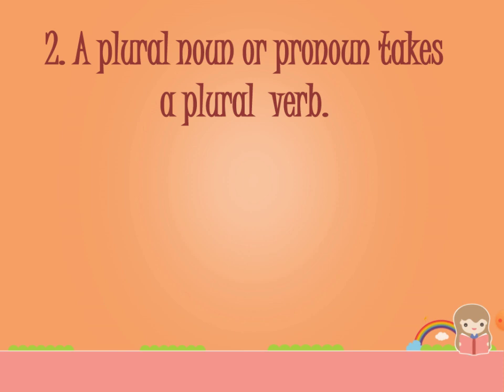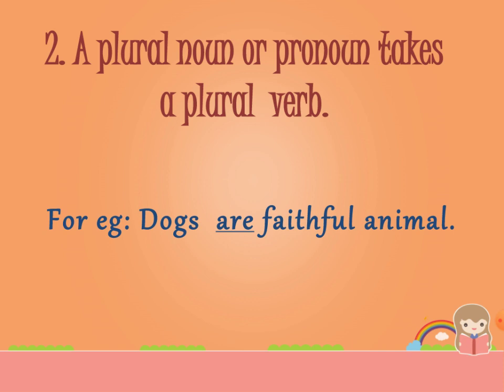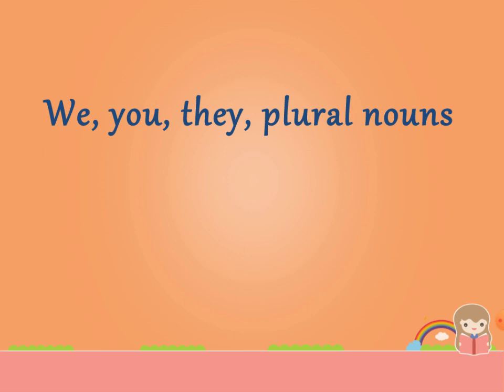Second rule, whenever your subject is plural, you have to use a plural verb. For example, dogs are faithful animals. Here, dogs is a plural subject. So for a plural subject, you will use the plural verb are. So whenever you get a plural pronoun like we, you, they, and plural nouns, you will use plural verbs like are, were, have.